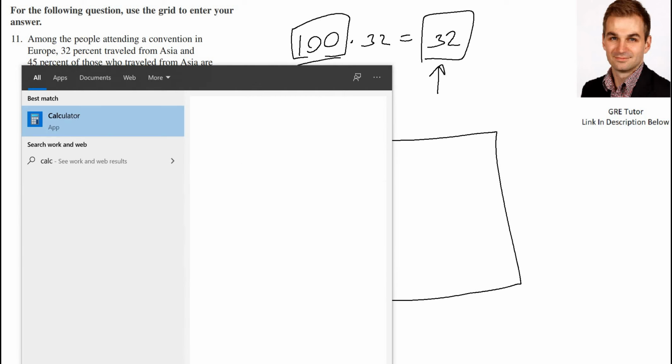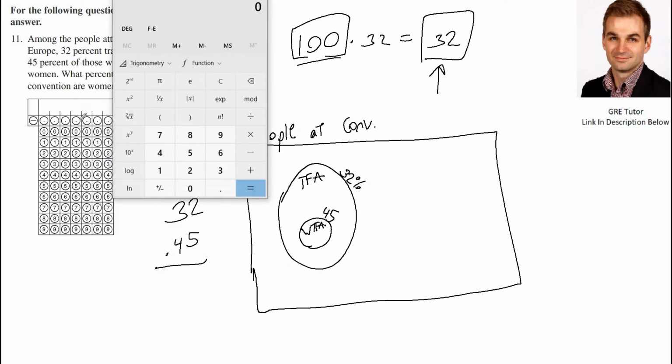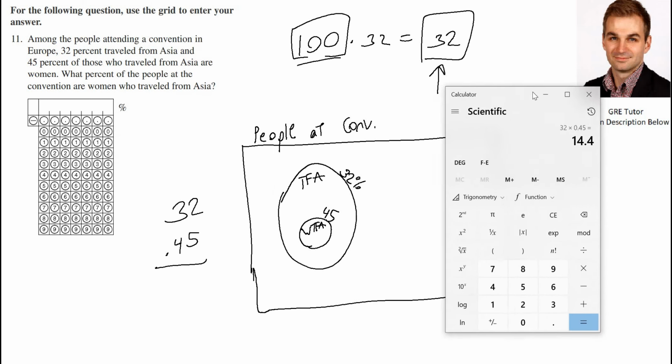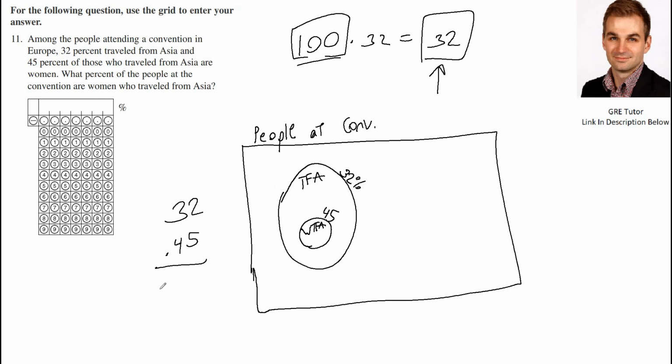Alright, so let's do that really quick. Let's take 32 multiplied by 0.45, and we get 14.4. There you go. That's the answer. You're looking at 14.4%. That is the answer.